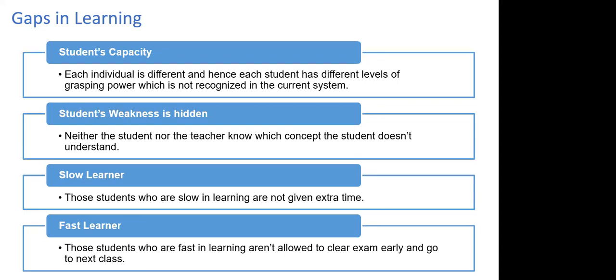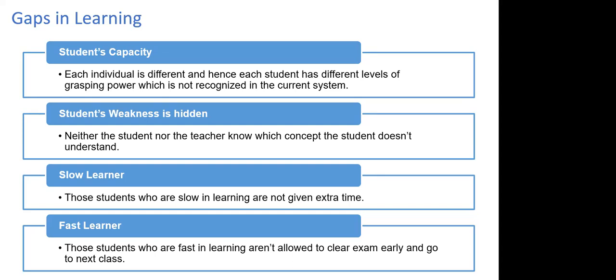Now gap areas in learning from the student's perspective. For a student, each individual is different in itself and unique. Uniqueness and difference doesn't mean it is a weakness. Difference should not be seen as a weakness. If everyone is exactly the same, then there is no role for the second person. The first one will do exactly what others are doing. So difference is nature. It has to be there.